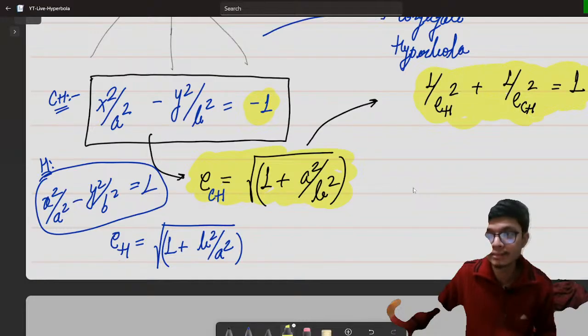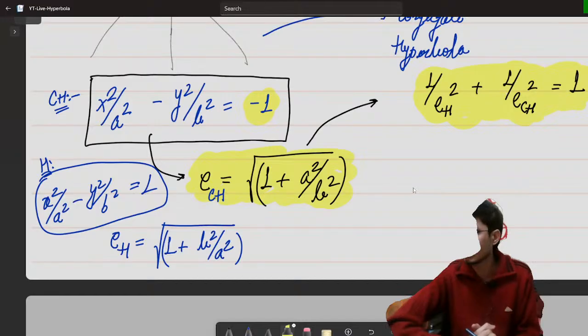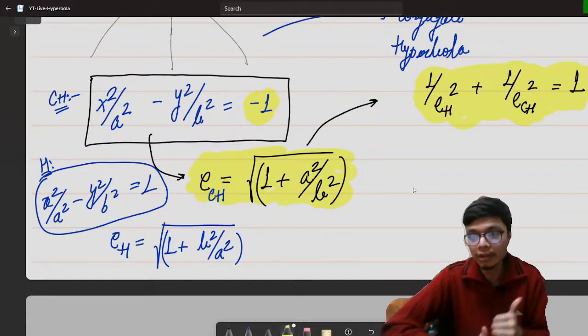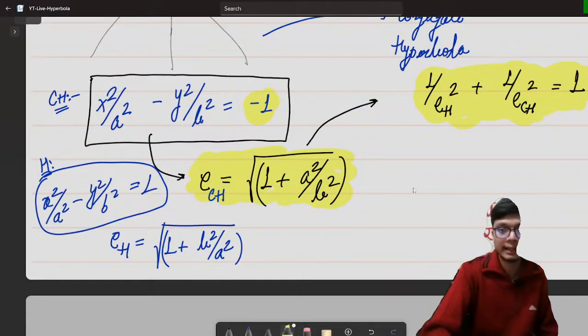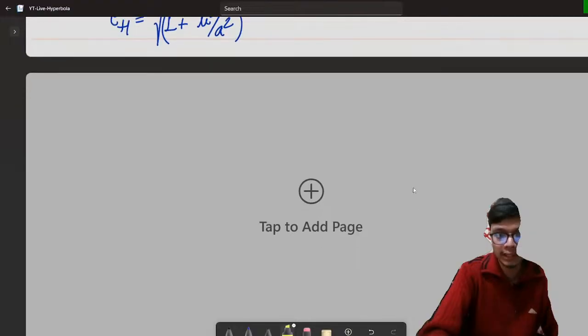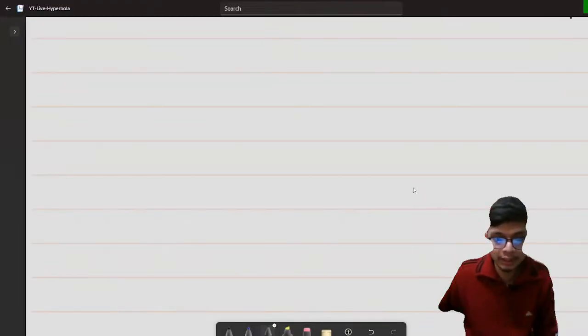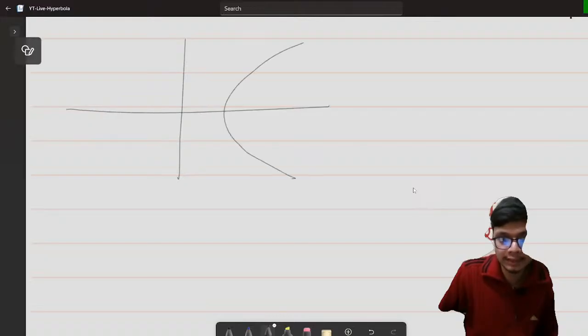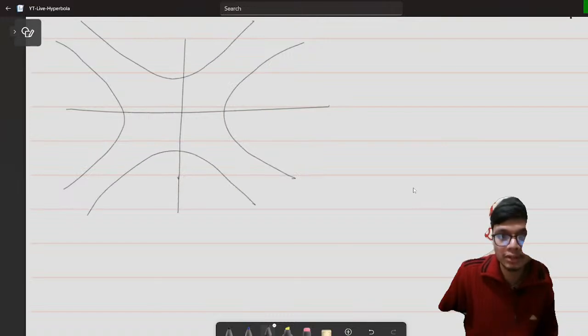Maybe let us say that we know the eccentricity of my given hyperbola, and in the question it is asked to find the eccentricity of its respective conjugate hyperbola. If I am going to draw the graph, the normal hyperbola is something like this, and the conjugate hyperbola will look something like this. So it is going to form a set of symmetric curves.